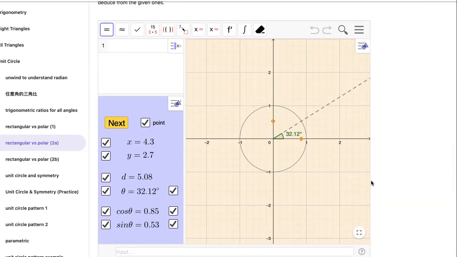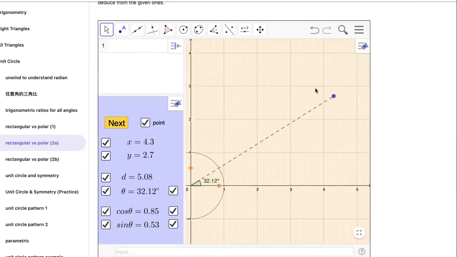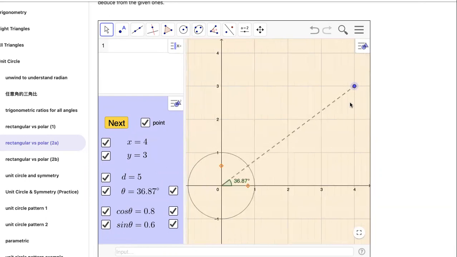So this one looks like the previous one, but now you can't see the point P, or you cannot control the point P directly, okay? You can't, sorry, can you move it? Oh, you can move it. Interesting, I forgot that. Okay, you can still move it.